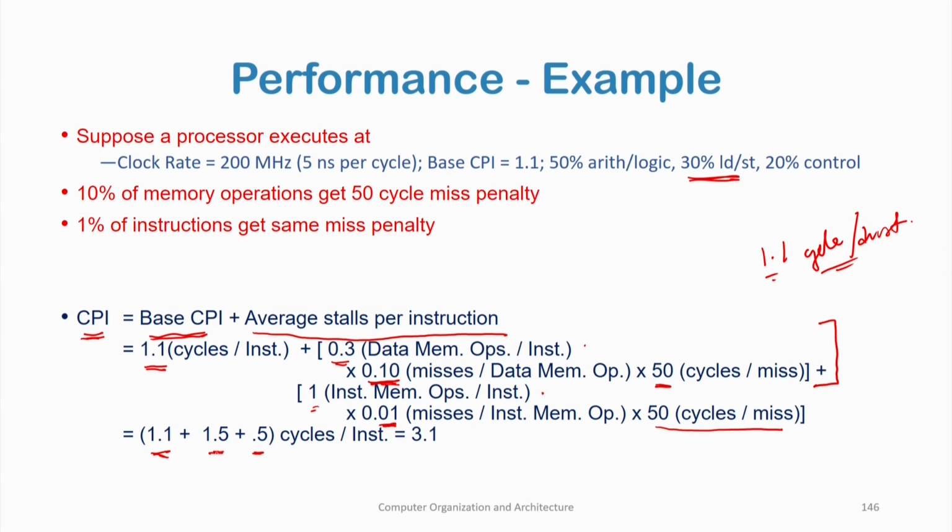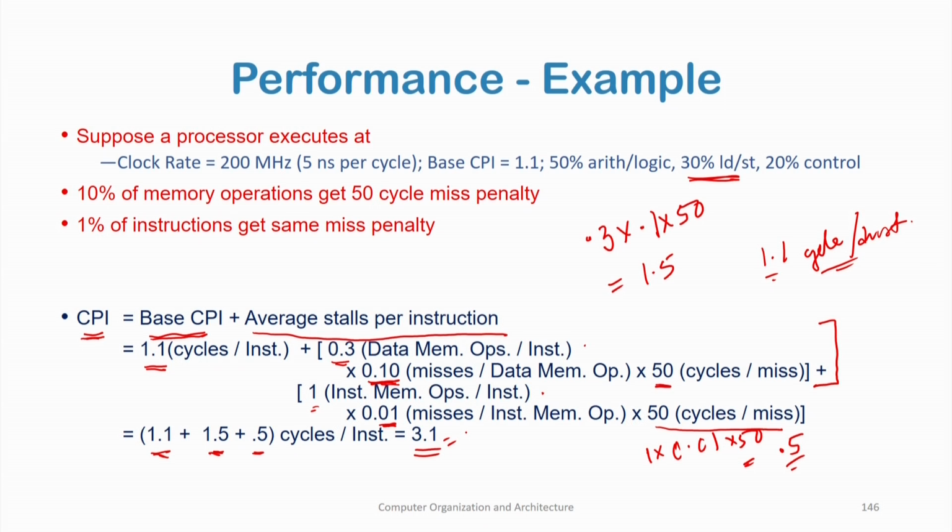So, if I calculate, how did I get this 1.5? I got 0.3 times 0.1 times 50, which equals 1.5. Similarly, for this case I have 1 times 0.01 times 50, which equals 0.5. Okay. So, I got this in this way, and therefore, the CPI is 3.1.